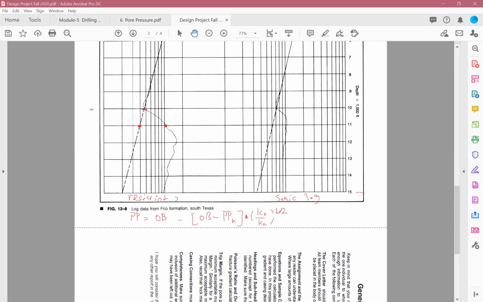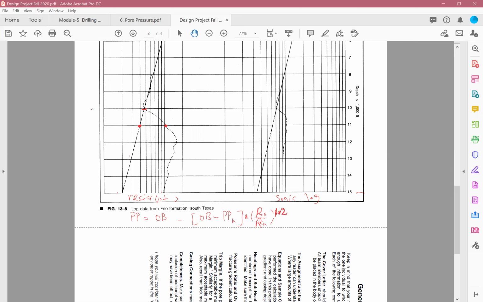Sorry, this pen is not working properly today. And Ko is actually resistivity Ro, and this should be Rn, right? That's what I need to do. This is 1.2 here. This is my equation, right?